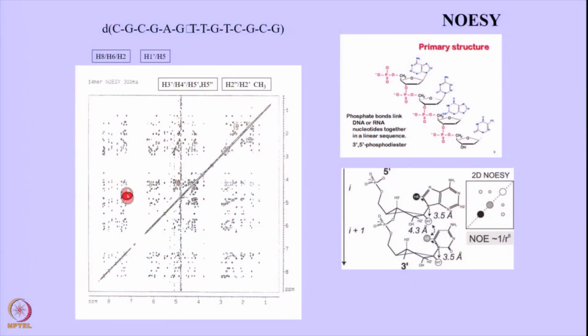So, we will just do a recap of the assignment process in the case of nucleic acids, and by and large we do this by the NOESY experiment, which we discussed last time in greater detail. And here is just to show that once more, this is a 2-dimensional NOESY spectrum of a particular oligonucleotide whose sequence is given here on the top.